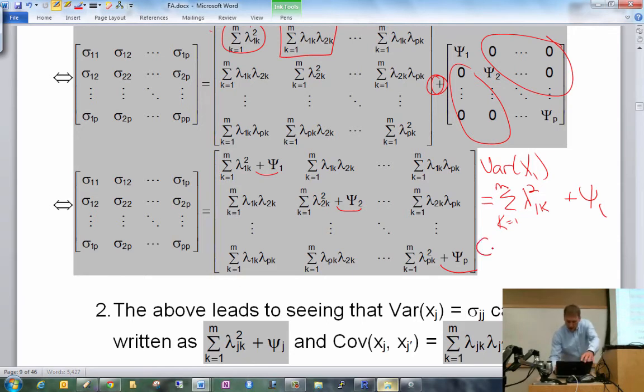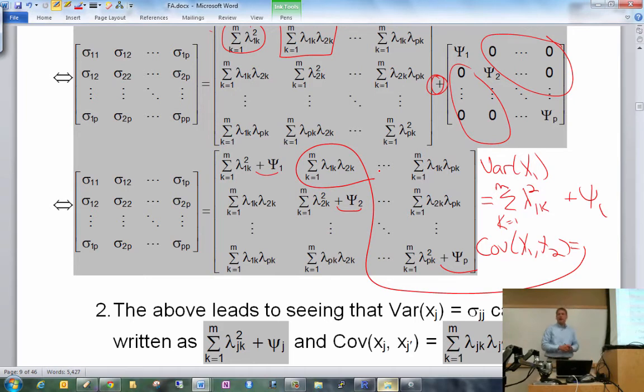Also, notice what this means too. The covariance of x1 and x2 is equal to, I'll just draw a circle around it, the sum of these lambdas multiplied by each other. So notice the specific variances do not play a role at all. Only the factor loading matrix does. These lambdas.